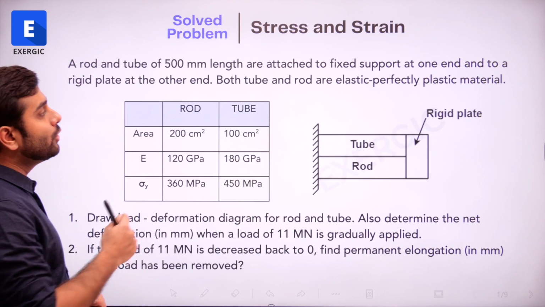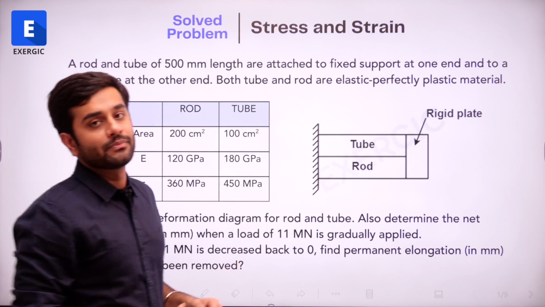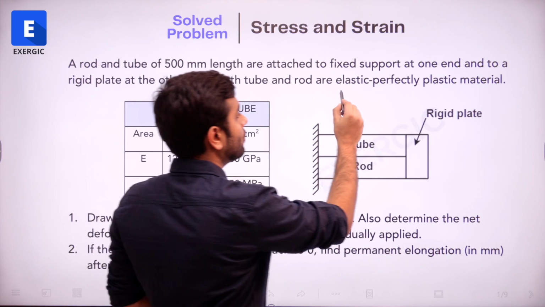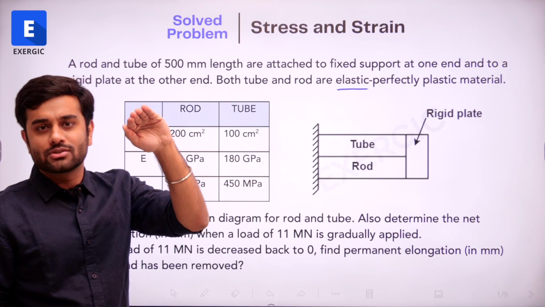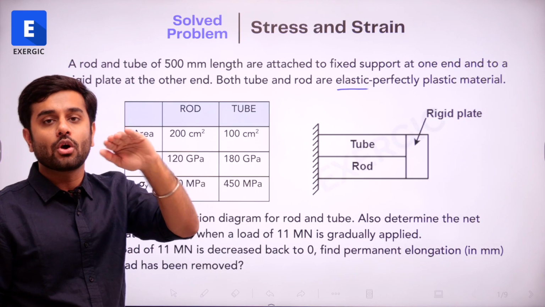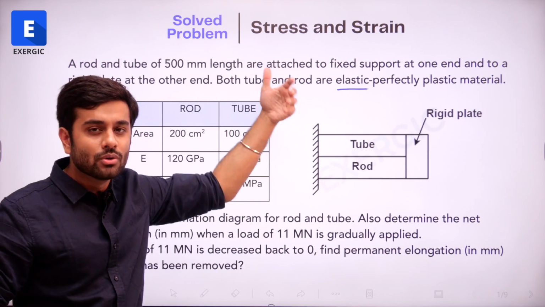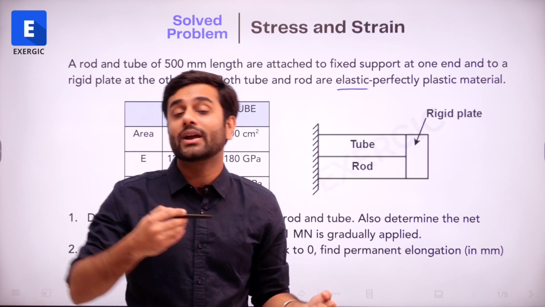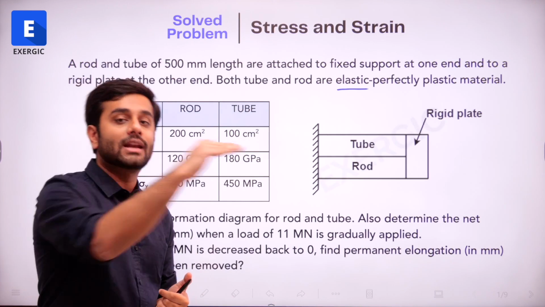Okay. Both tube and rod are elastic, perfectly plastic material. This type of material also, we know what it is, right? It is elastic, which is a linear line. It's going to be a linear line from Hooke's law, and then it will be perfectly plastic, right? There are different names to refer to this. You can say perfectly elastoplastic material, you can say linearly elastic, perfectly plastic.